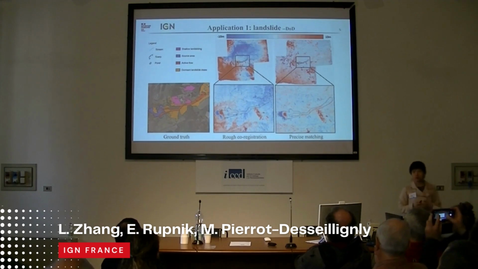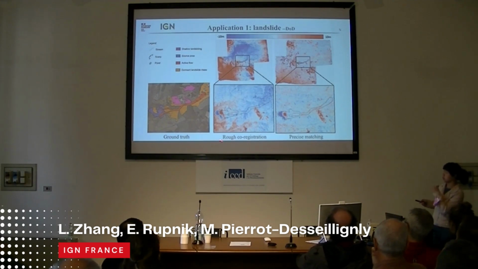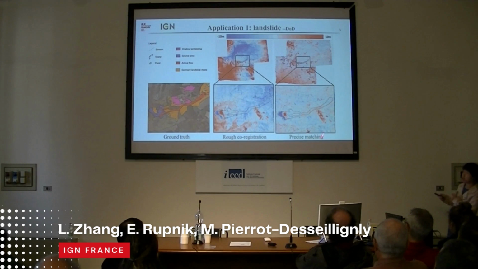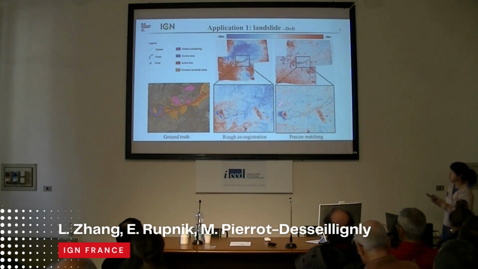So here are the DODs recovered by our pipeline. Firstly, we generate a DOD right after the rough registration. This one is not precise enough, so we also show the results after the precise matching. The color changing from blue to red means the elevation difference changes from -10 meters to 10 meters. And the landslide area is labeled with these black lines.